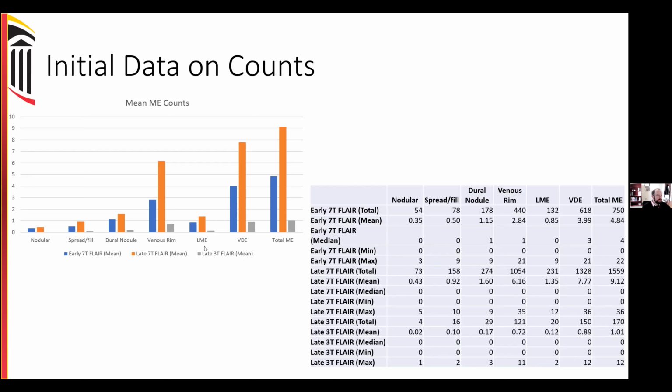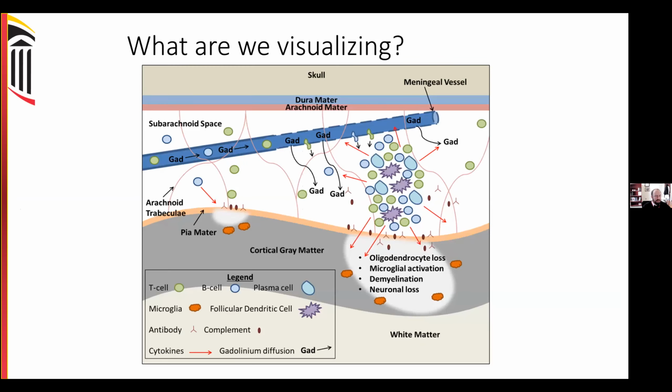And what you can see is that on 3T, the number of areas of enhancement that we're seeing is small. The number of areas that you see on the early version of the 7T is a little bit higher, and then the highest counts are seen on the delayed acquisitions, about 20-minute acquisitions of 7T FLAIR. So what does all this mean? It's hard to say.